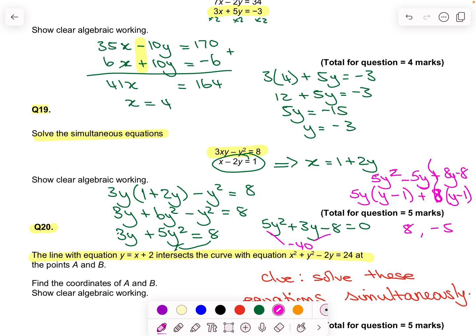So then factorising, I'm running out of space here. So factorising, I have 5y plus 8 and y minus 1 equals 0. So my two solutions are y equals minus 8/5 or y equals positive 1. Okay, but that's not the end. That's why it's a 5 marker.